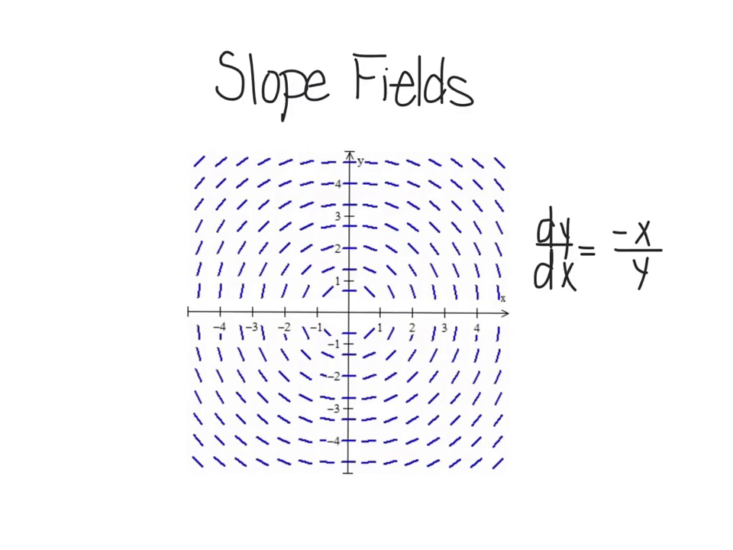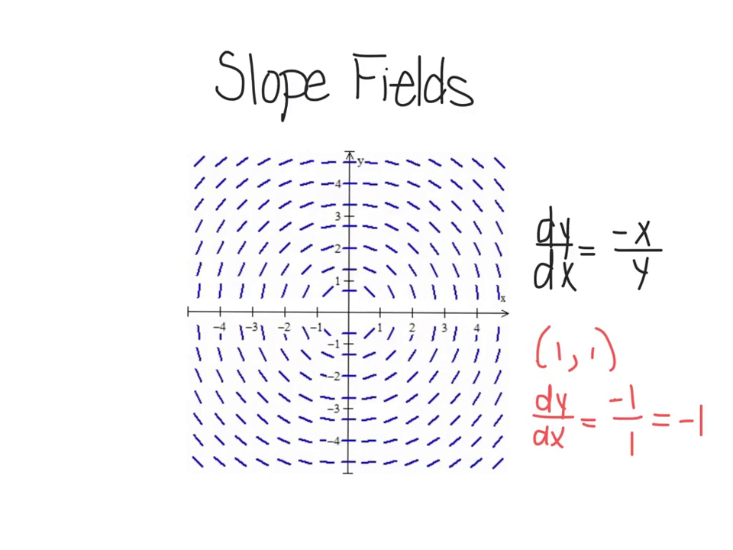It is literally the graph of the differential equation, or the derivative, dy dx equals negative x over y. And it represents all possible slopes of a function whose derivative is negative x over y. For example, if we were to pick the point 1, 1, so x equals 1, y equals 1, that means the slope of this function would be negative x over y, or a slope of negative 1.